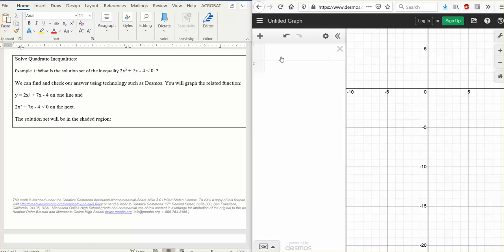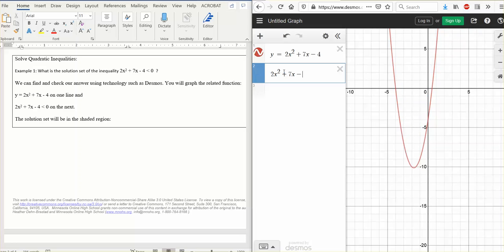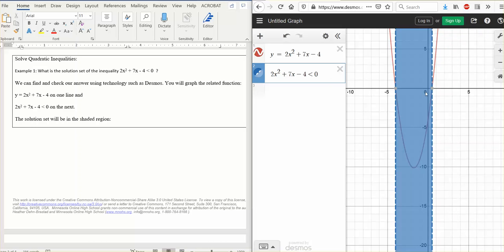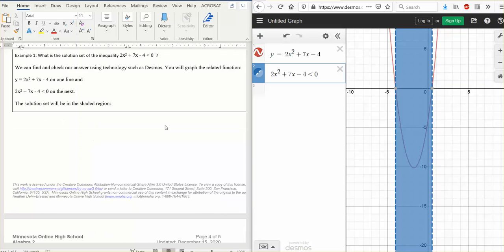So y equals 2x squared plus 7x minus 4. And that's just going to be a solid parabola. And then on the next one, I'm going to graph 2x squared plus 7x minus 4 is less than 0. And what it did is it shaded in, there's like a narrow line here, and it shaded in everything between there. So let's see if it matches. Well, I used different colors when I did this before, but yes, that matches. But that's not the answer.